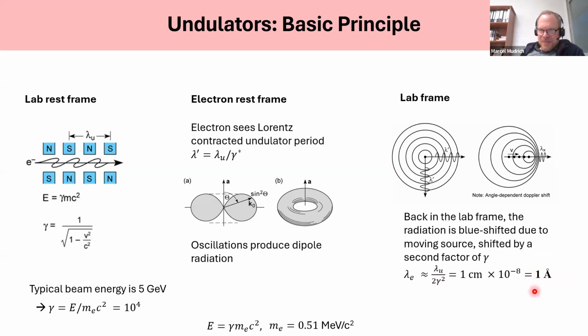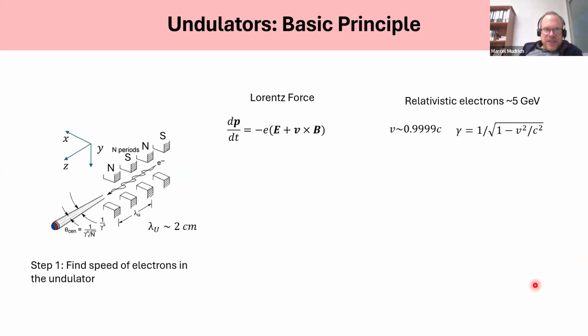1 angstrom is just the typical bond length in solid states. So if we want to do solid state diffraction, or we want to study individual atoms in a crystal, we need to reach this 1 angstrom range of wavelength. And that's what we get from relativistic electrons. Okay, then I think we have to go through a little bit of math to really understand how this comes about.